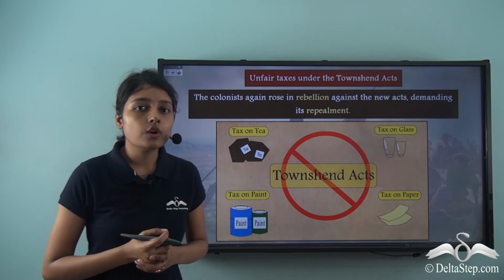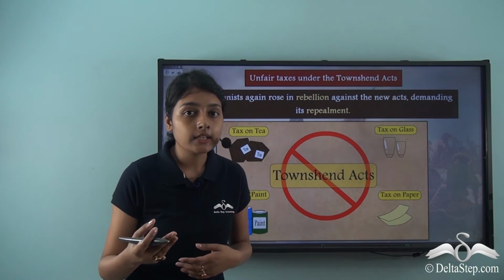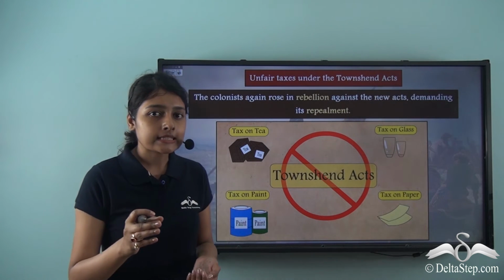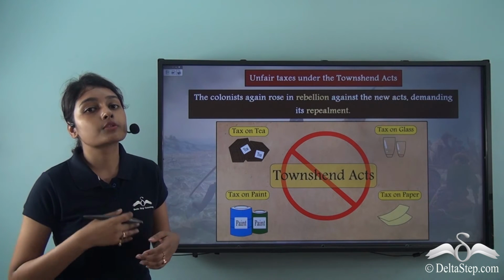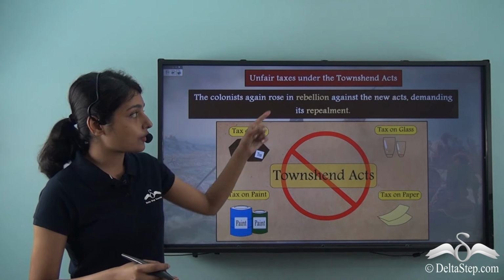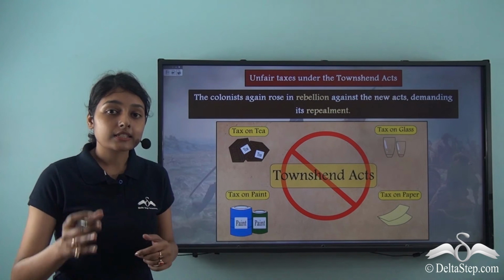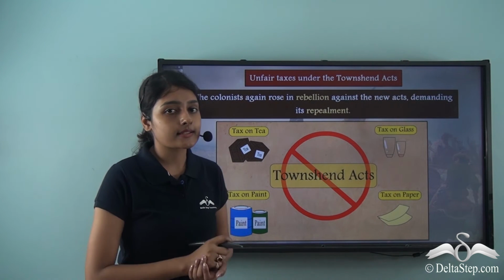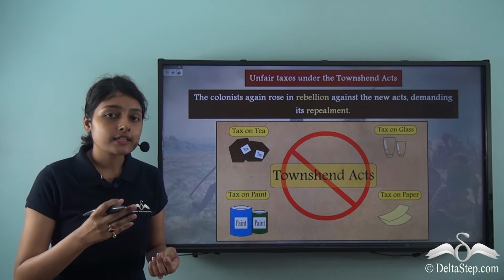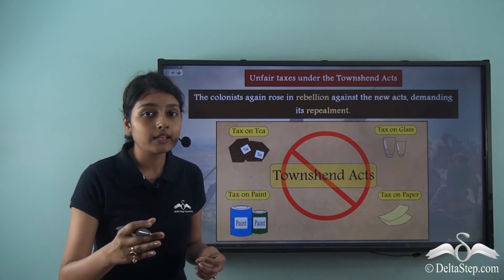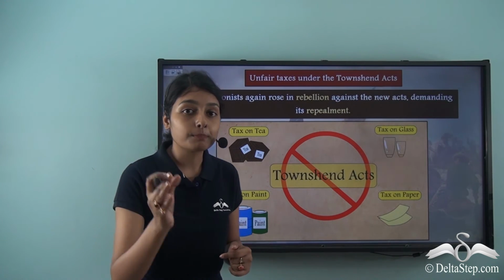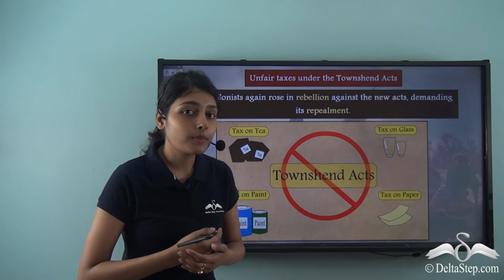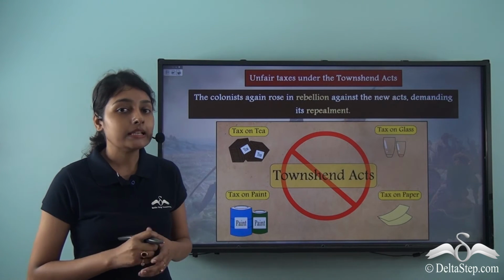I guess this reminds you of how the colonists rose in rebellion against the British government when the Stamp Act was imposed on them. Similar to that, in this case as well, the colonists rose in rebellion together against the imposition of the Townshend Acts. They believed that if they have no representative in the British Parliament, the British government should not be imposing taxes on them. In the former case, we have seen how the colonists' rebellion eventually compelled the British government to repeal the Stamp Act. So in this case as well, the colonists believed that if they can rise in rebellion, the British government will also repeal these acts.